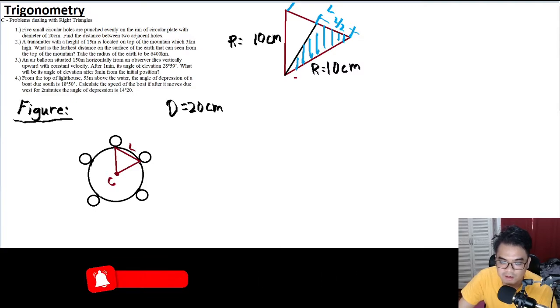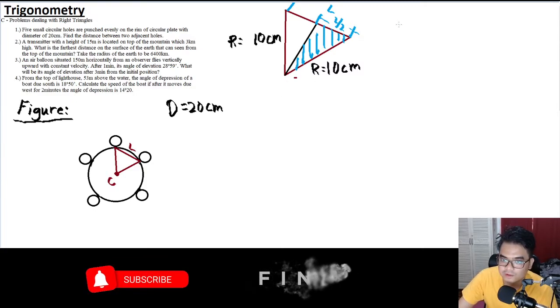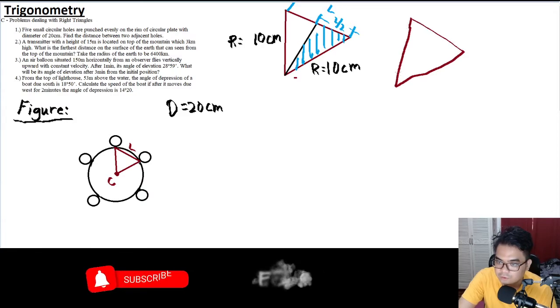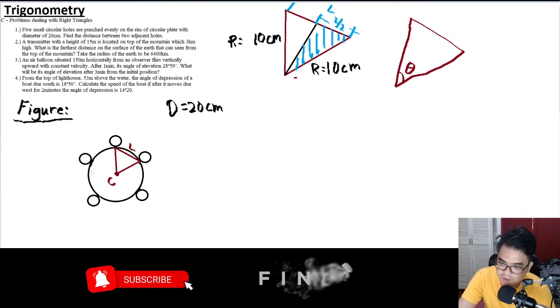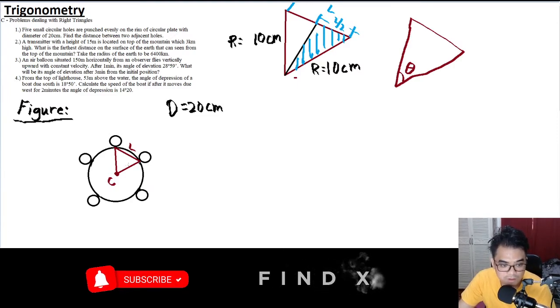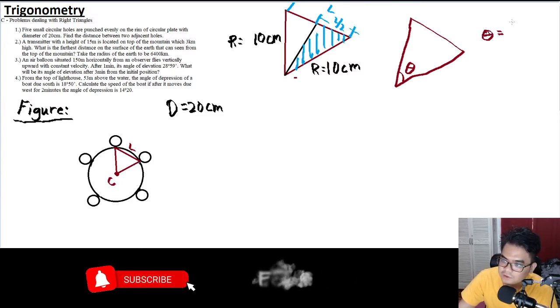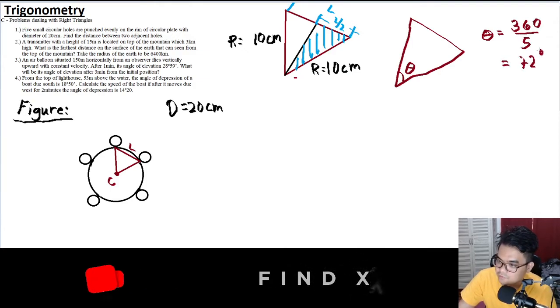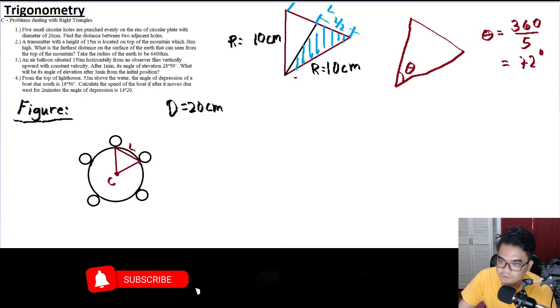So how about the angle? Let me just do the triangle again. I want to do it perfectly right now. So what will be this angle, this theta? You can see that the whole circle is 360 degrees, right? Therefore the theta will just be 360 over 5, which is equal to 72. So this is the theta.